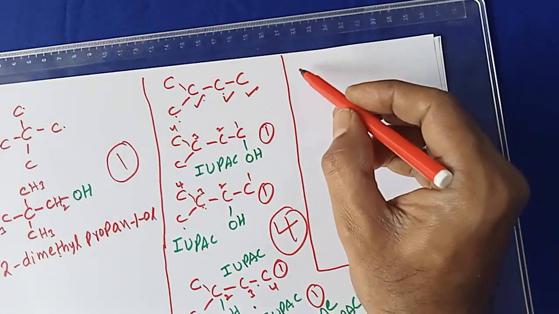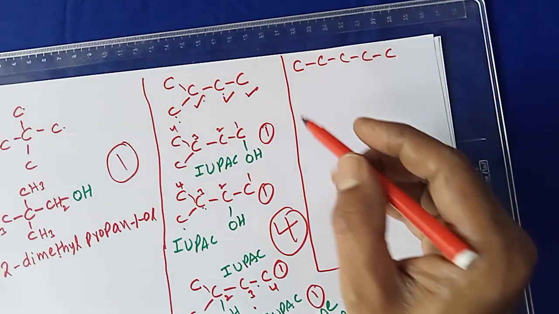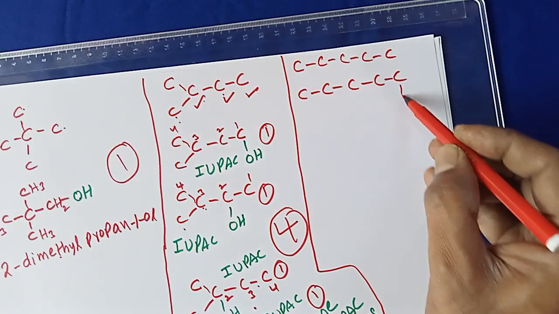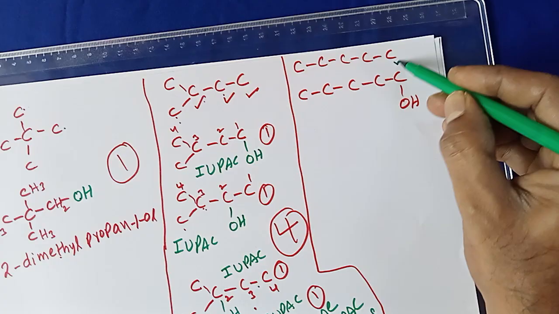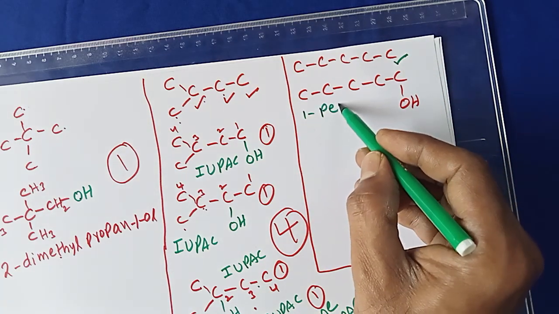What is the remaining chain? N-pentane, 1, 2, 3, 4, 5. For this N-pentane, how many are possible? If I write the OH group here, what is this name? 1-pentanol. Simple IUPAC name.